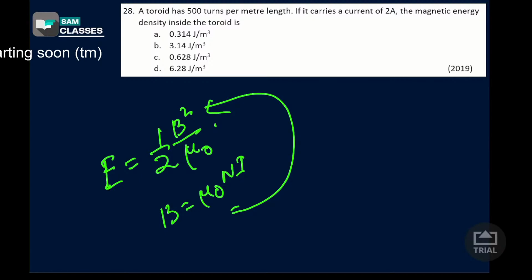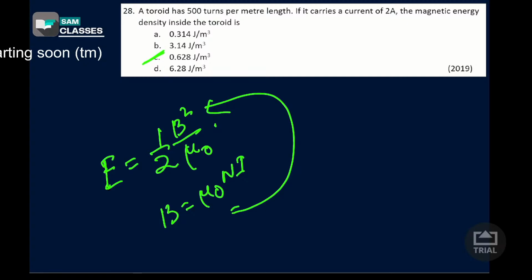A lot of people wrote the answer D. Will it be D, 6.28, or 0.628? Check it. I think it will be C. Do check it, students. It will be 0.628. The answer will be C. If you want, I can show it.